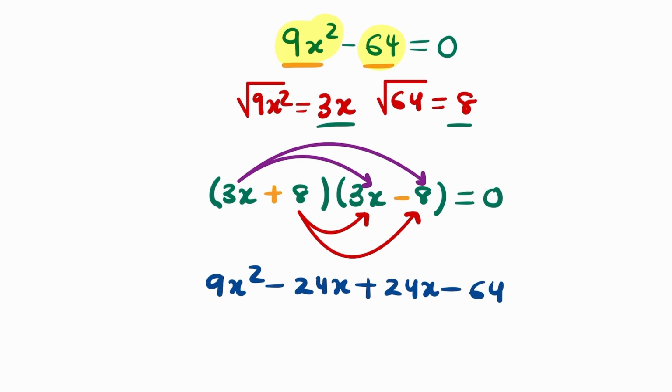Now here can you see that plus 24x and minus 24x will cancel out. So what will be remaining? 9x squared minus 64. So what did we get here? We got the original equation, 9x squared minus 64. Therefore we can see that this difference of two squares is also a valid method.